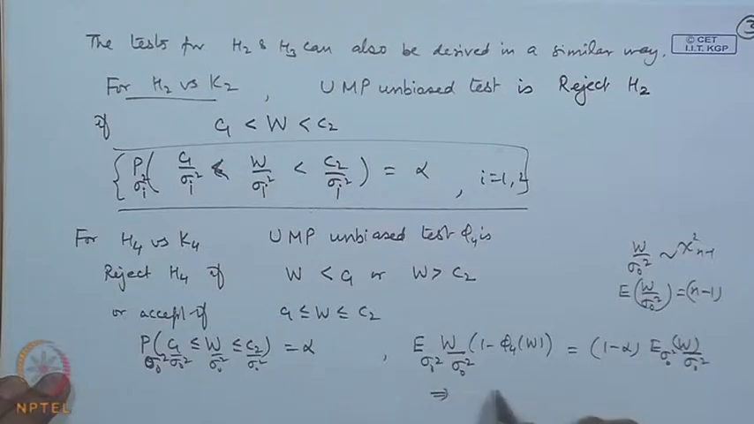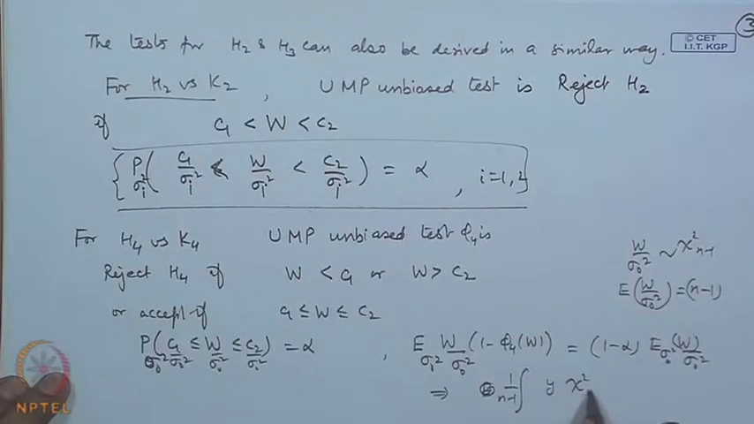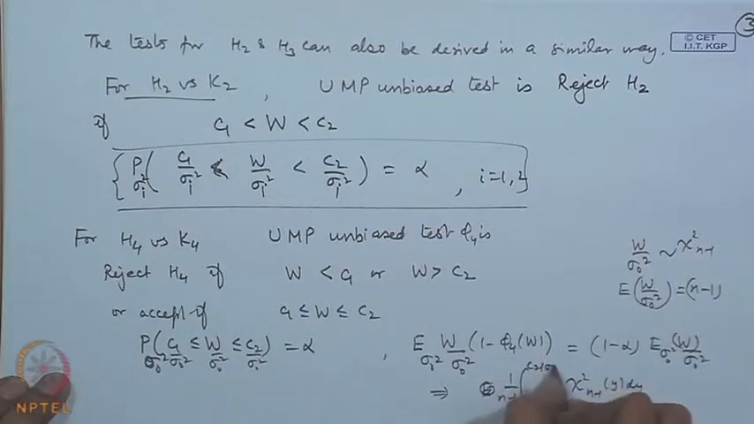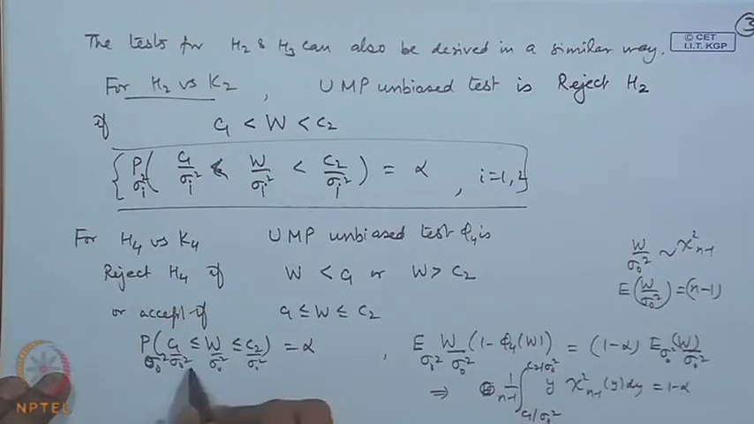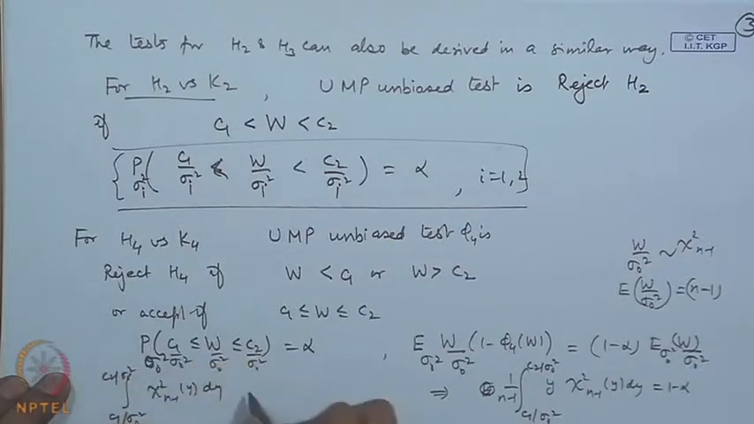So, this second condition will become then expectation of, well, you can write integral 1 by n minus 1 y of chi square n minus 1 y dy. This is the density function of a chi square variable on n minus 1 degrees of freedom from C 1 by sigma naught square to C 2 by sigma naught square is equal to 1 minus alpha. And this condition is actually equal to chi square n minus 1 density from C 1 by sigma naught square to C 2 by sigma naught square is equal to 1 minus alpha. So, these two conditions will give the value of C 1 and C 2.